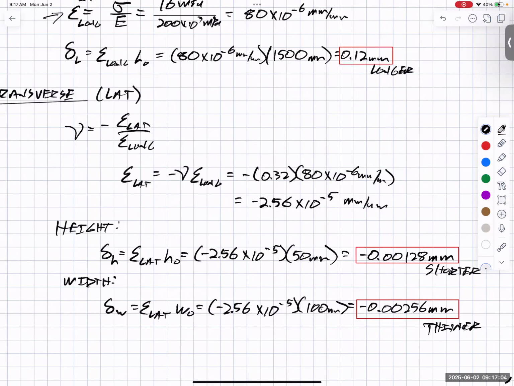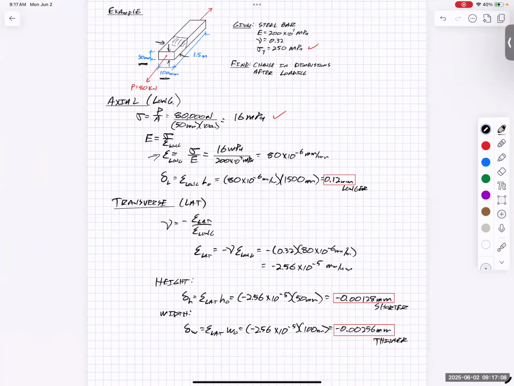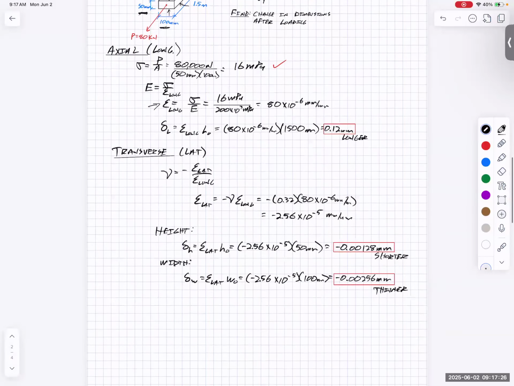Regardless, there we go. So looking at the final dimensions, we see that it got 0.12 millimeters longer. It got negative, or 0.00128 millimeters shorter, and 0.00256 thinner. So we could find the total volume difference between the two, but it wasn't really asked for in the problem. So hopefully that made some sense.